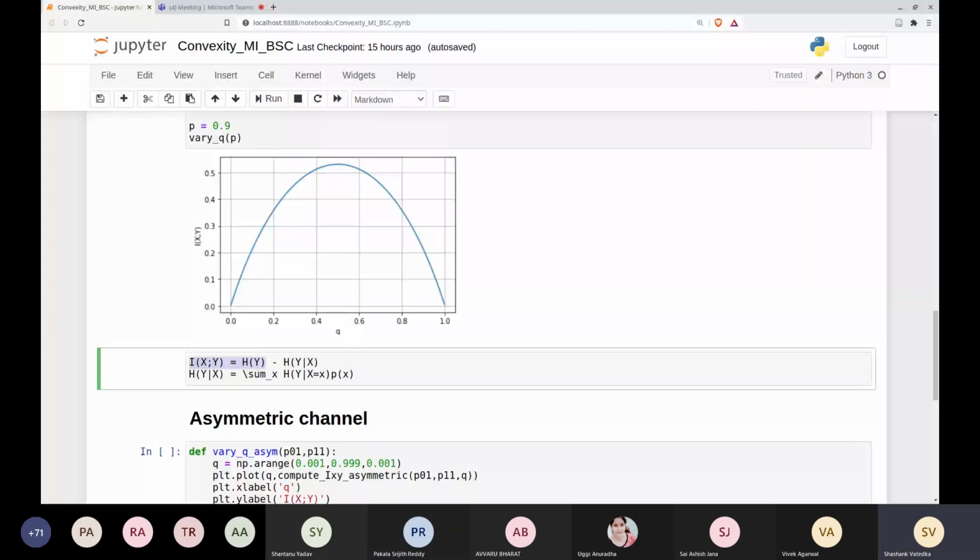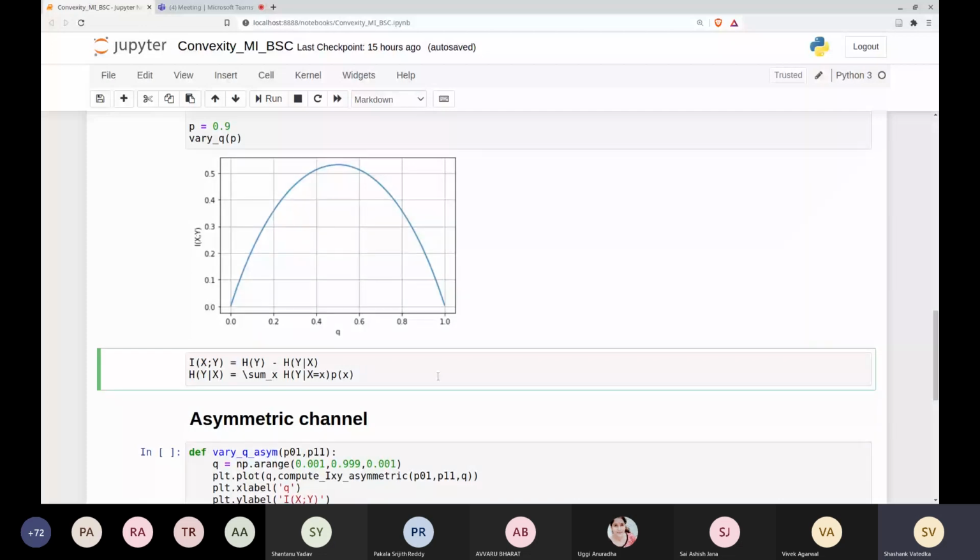So irrespective of what the channel transition probabilities are, for a binary symmetric channel, the output is uniform if the input is uniform. And uniform output maximizes h of y. So the maximum of the mutual information is achieved when q equal to half. And this is irrespective of what p is equal to. Okay, so that's for a symmetric channel.